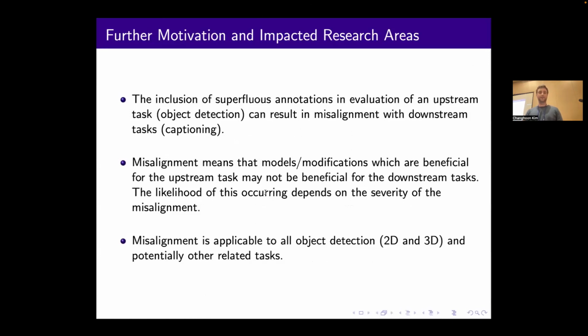And so this is a summary of what I'm talking about. Your evaluation in your upstream task is actually making a poor selection of models or methods that would be helpful for the downstream task, which in this paper we explore the use case of captioning. This misalignment gets worse with a smaller typical set, and it's also applicable to all object detection and potentially many other related tasks.